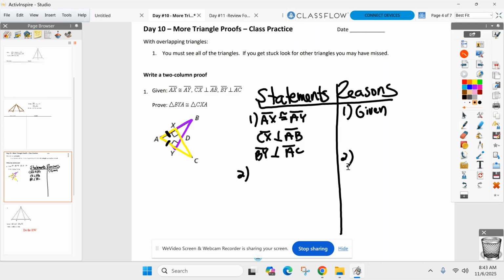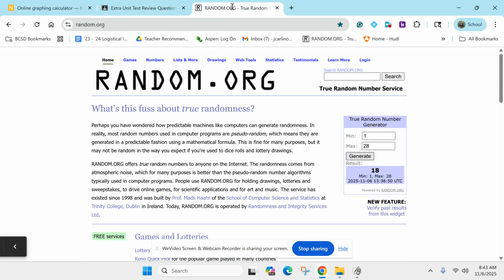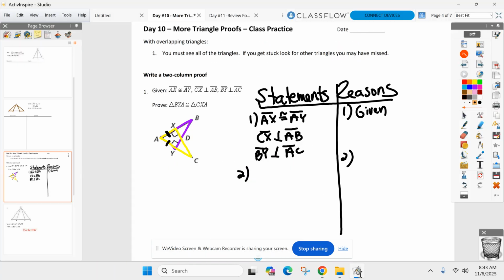AX congruent to AY, can I count those as a pair of sides in those two overlapping triangles? Look at the overlapping triangles you just highlighted. Are AX and AY sides in those two overlapping triangles we're proving congruent? Because I want to put an S next to it if it is. Connor, can I count those as sides?